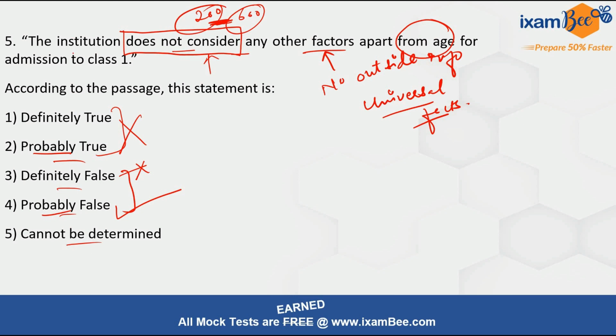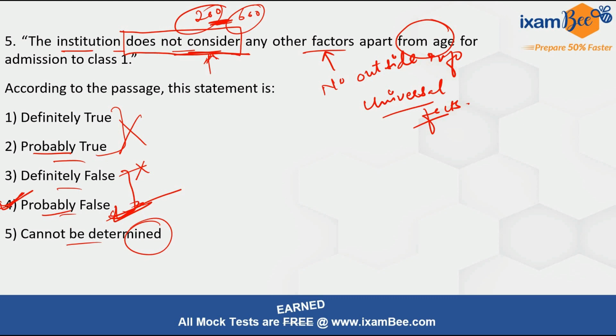If this statement had said that the institution also considered the alumni factor apart from age for admission to class 1, then that would be cannot be determined, right? Because we don't know whether they consider that or not. But saying it does not consider any other factor is inclining towards falsehood, while the opposite of this has not been exactly mentioned in the passage. Hence we will say the statement is probably false. All right, so option 4 is the answer in this case.